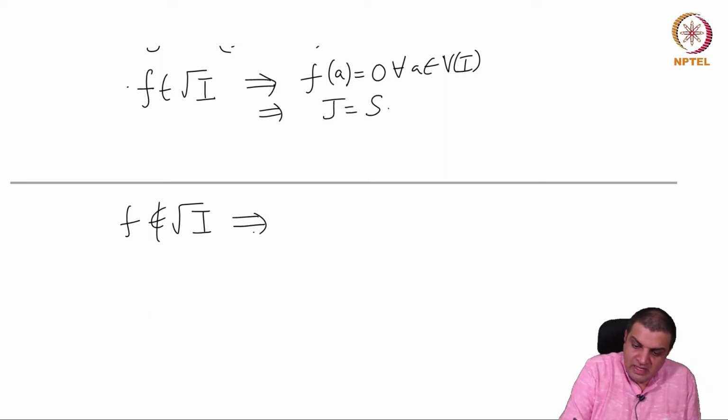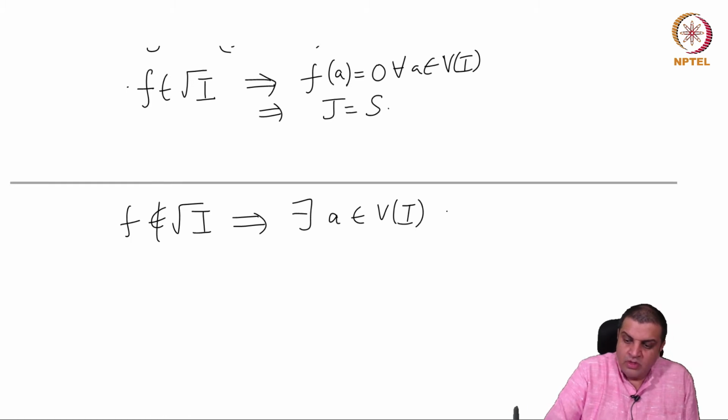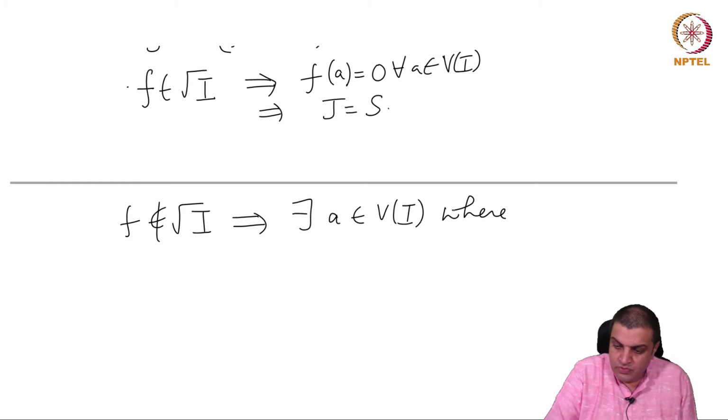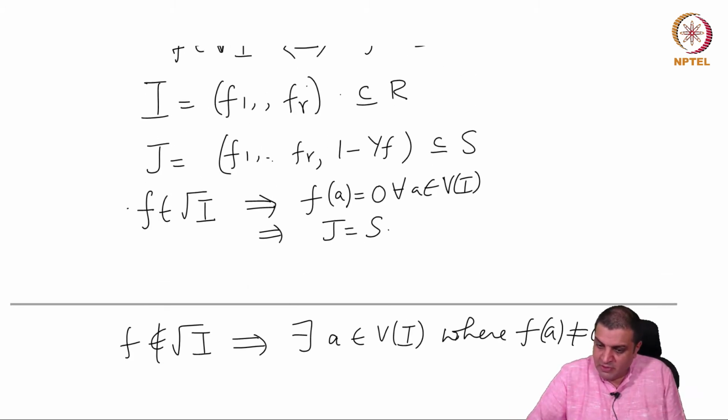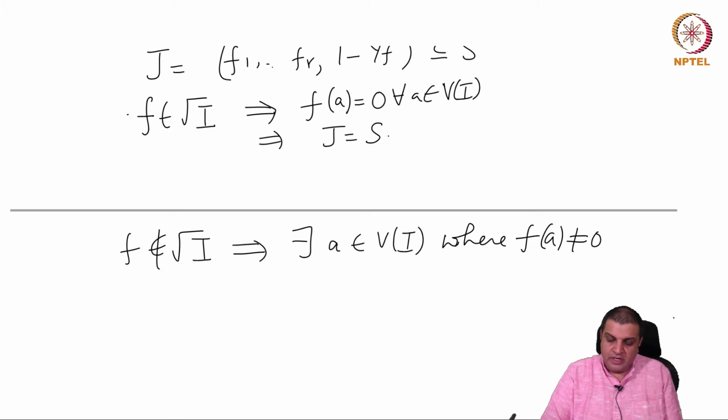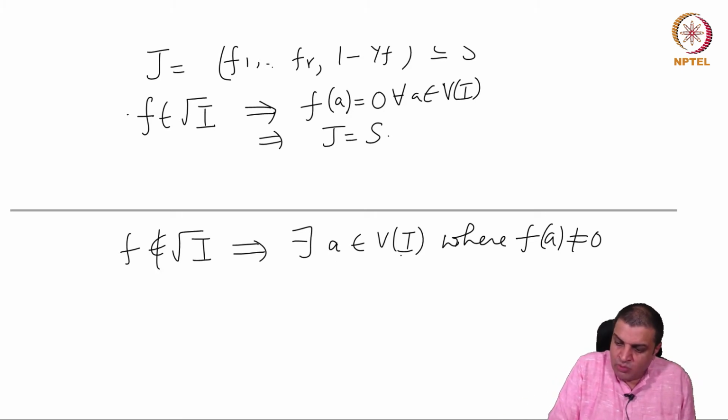This implies that there exists some a inside V of I where f of a is not 0. This is where the other direction comes in: f is not in the radical means f is not in I of V of I. So there is such a point. Okay, so we get this, and from this what can we conclude?